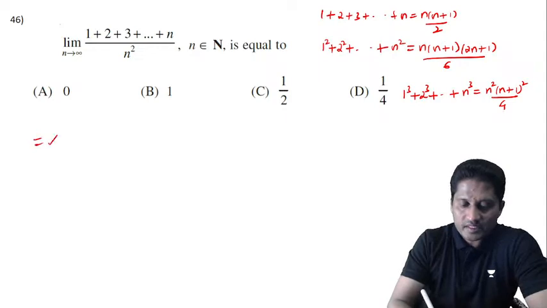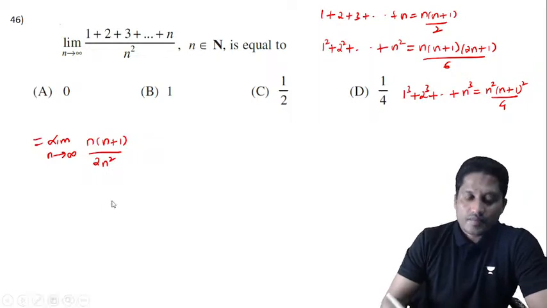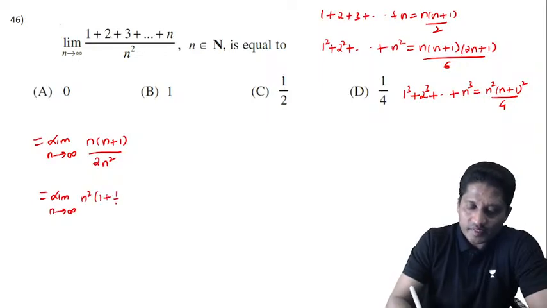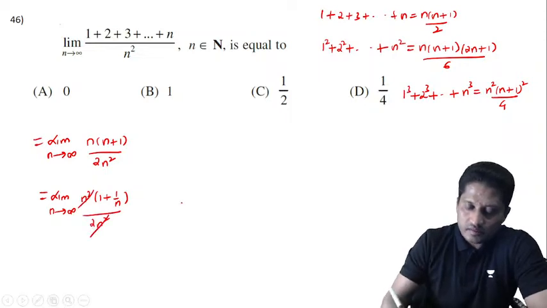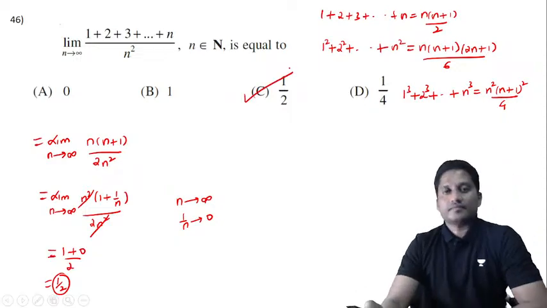Now limit n tends to infinity of sum of first n natural numbers, which is n into n plus 1 by 2, and then this is n square. Now this is limit n tends to infinity of, take n common, you will get n square into 1 plus 1 by n divided by 2n square. This will cancel. Whenever n is tending to infinity, 1 by n will tend to 0. You get 1 plus 0 by 2, which is equal to half. Right, answer is option C.